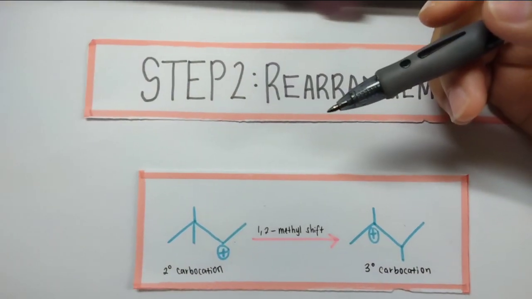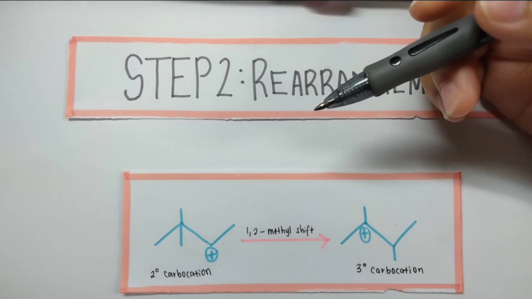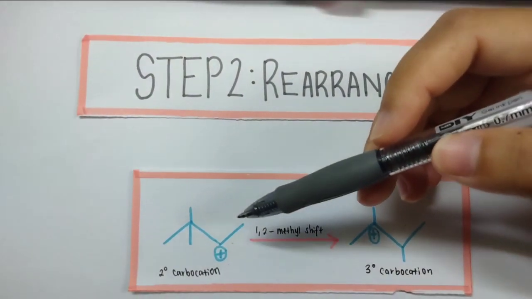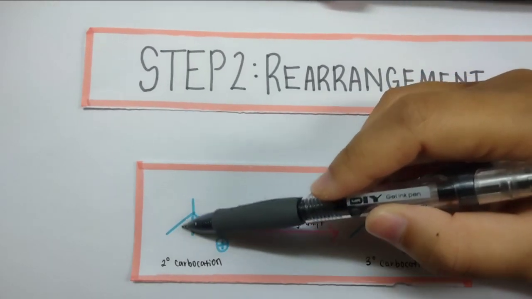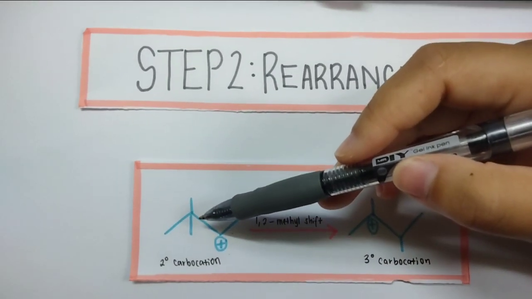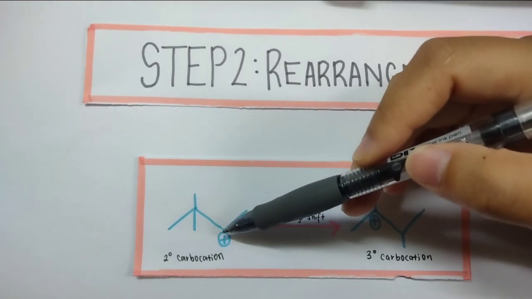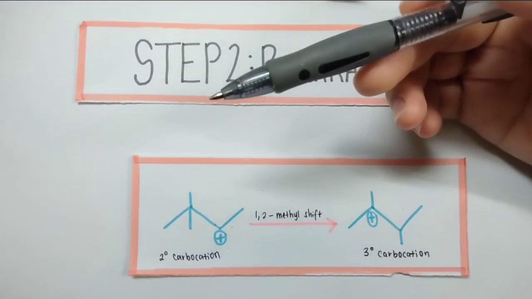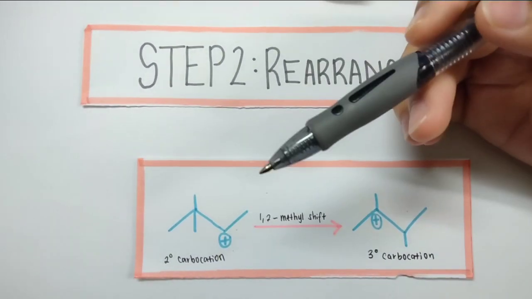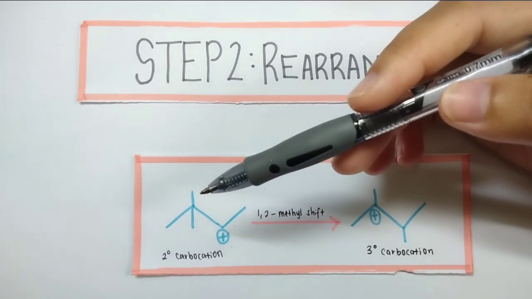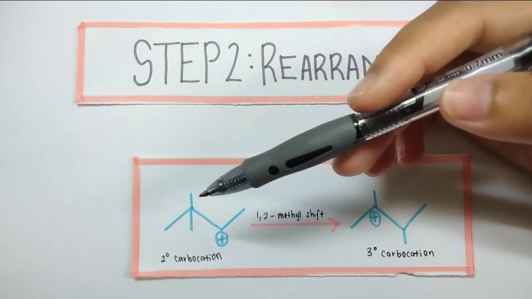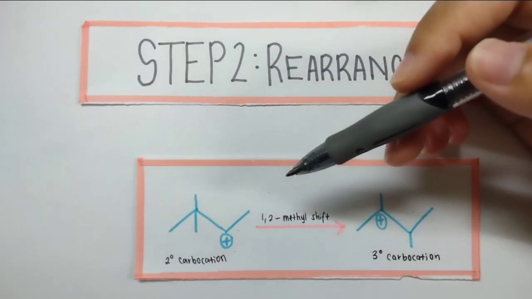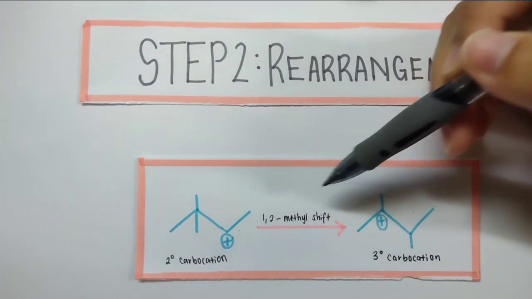Now let's move on to step 2, which is rearrangement. In the carbocation intermediate, a neighboring methyl group along with its bonding electrons migrates to the carbon atom carrying the positive charge. This results in forming a new carbocation at a more stable position. So in this step, the shift that we use is called a 1,2-methyl shift.